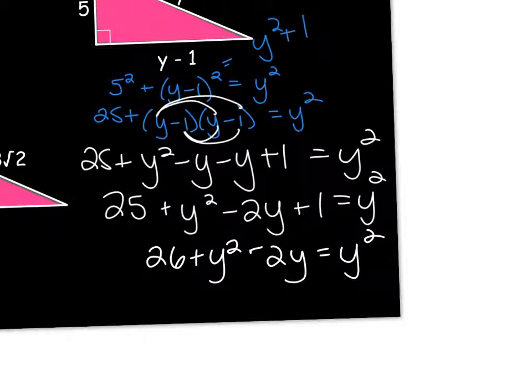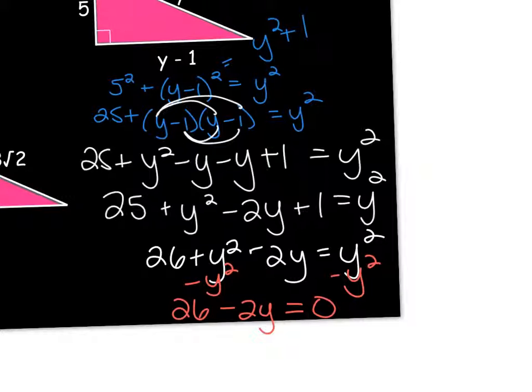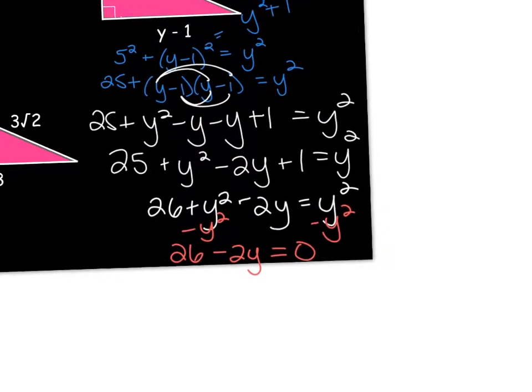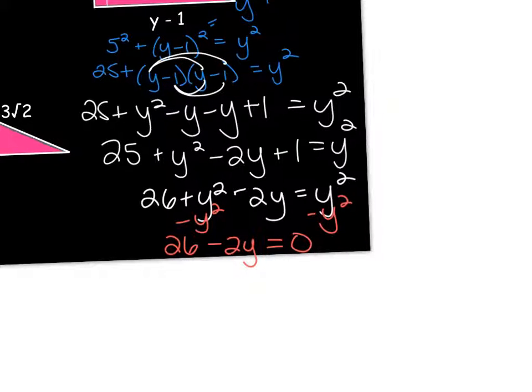Now what? Do I have like terms? Yeah. Which ones? Y squared. So if I combine them, I want to move this to this side. What happens? They cancel out. And then I still want to isolate my variable, so I can add the 2y to the other side.